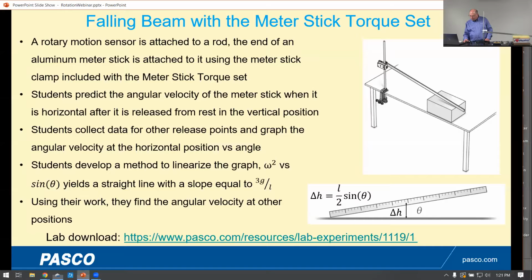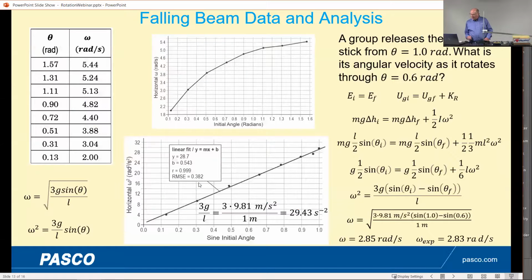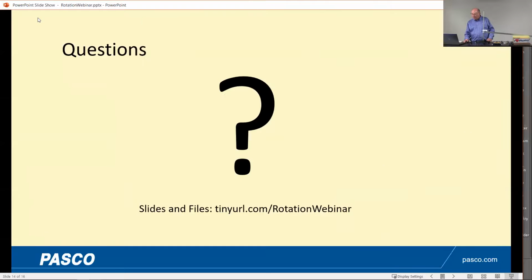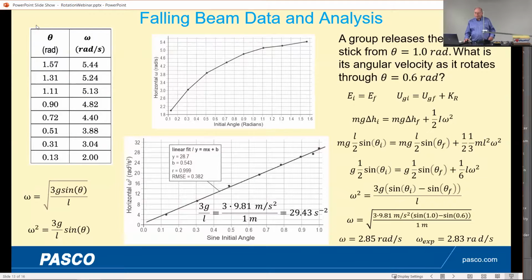So how do I know what that means? Well, again, this slide has a lot of stuff on here because it's just summarizing all the analysis, which is in the teacher guide. But here's the data. The students using conservation of energy developed this equation: omega squared is 3g over L times sine theta. It's really also, if you say that's sine of the change in angle, true for other cases, not just the horizontal position. So if I graphed the angular speed squared on the y-axis and sine theta on the x-axis, the slope is 3g over L.